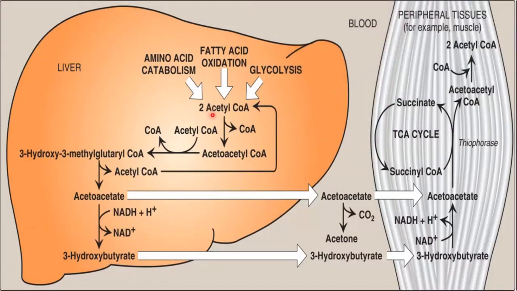Now, remember, the sources of acetyl-CoA can be from amino acid catabolism, remember the ketogenic amino acids, also from fatty acid oxidation, and also from glycolysis. Two of them are combined, here you have thiolase enzyme, to form acetoacetyl-CoA. Then a third acetyl-CoA is added, and the enzyme here is HMG-CoA synthase, to form your HMG-CoA. Then HMG-CoA will undergo cleavage by HMG-CoA lyase to form acetoacetate. Acetoacetate can undergo reduction to form 3-hydroxybutyrate. These two are the functional ketone bodies which are transported in the blood to extrahepatic tissue.